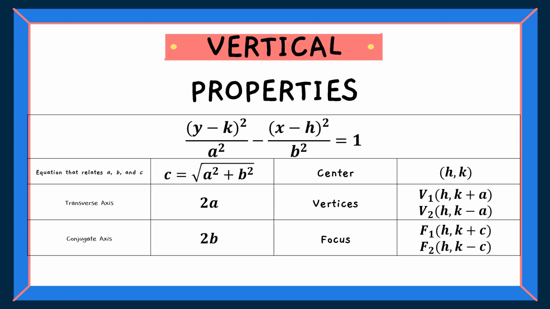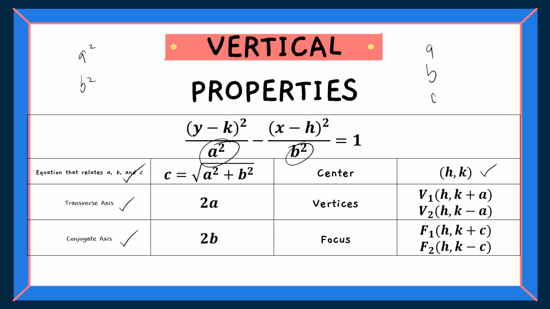As we can see here, they have the same solutions or values for your relationship between A, B, and C, the transverse axis, conjugate axis, and the center. So I did not write again the values for A squared, B squared, then A, B, and C. You can get that using the denominators of the hyperbola.